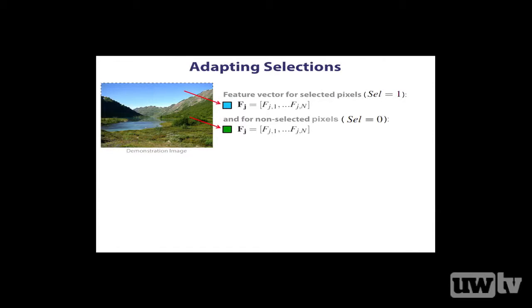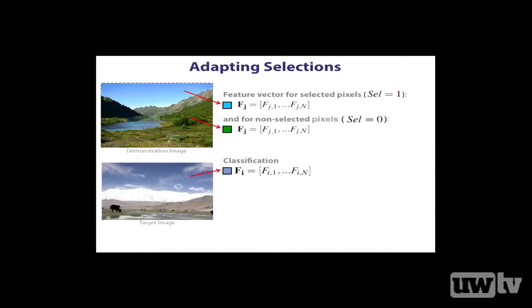So to adapt selections, we form a feature vector for each selected and non-selected pixel. And then we classify each pixel of a new image as being selected or non-selected using naive Bayes. And so while this method is very simple, we will show in a moment that it works quite well for our examples.